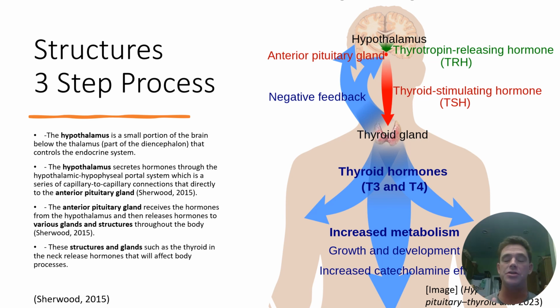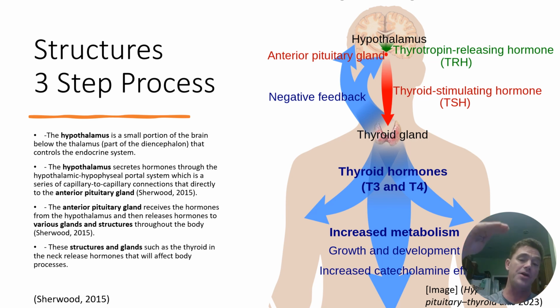It's going to stimulate the glands throughout the body, like the adrenal gland, which is going to produce cortisol, epinephrine, and norepinephrine, if we were doing the stress response. We're going to focus on the thyroid, which is a different gland, obviously, in the neck, which is going to control growth, development, and metabolism.